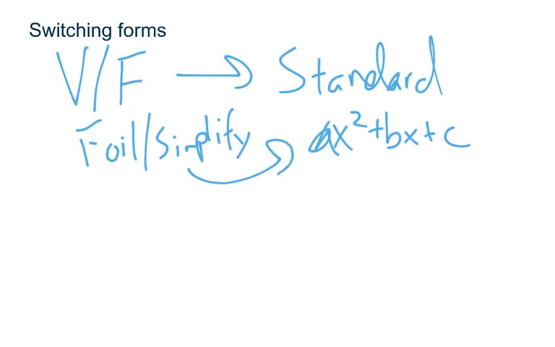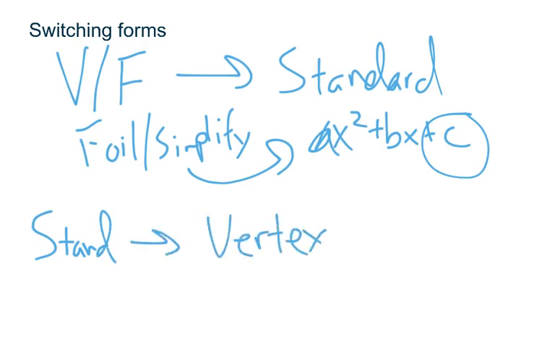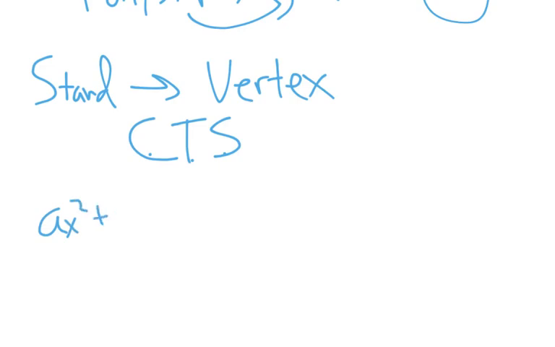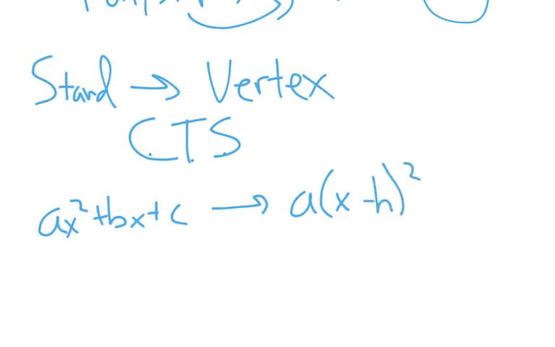And standard form gives us some nice information like c. That's a really easy point to plot on the graph. But if we want to go from standard form to vertex form, this is where we use completing the square, which we'll abbreviate CTS. So let's just draw it out. We go from ax squared plus bx plus c, and we're able to take that to a times the quantity x minus h squared plus k.